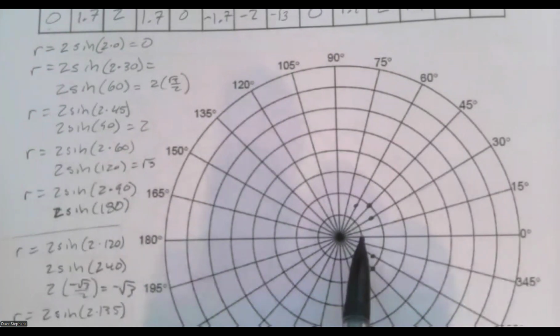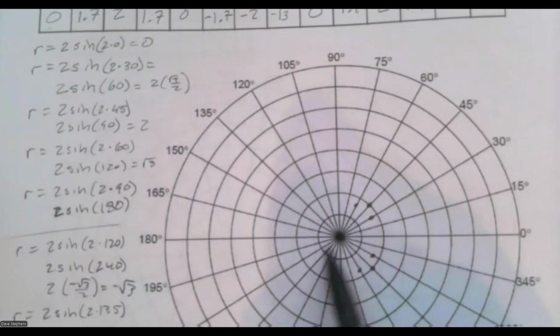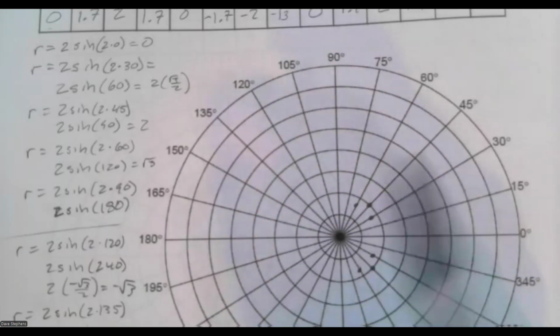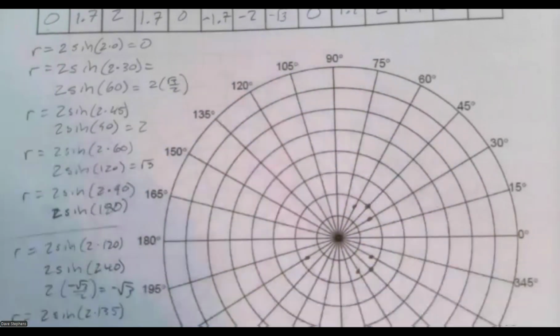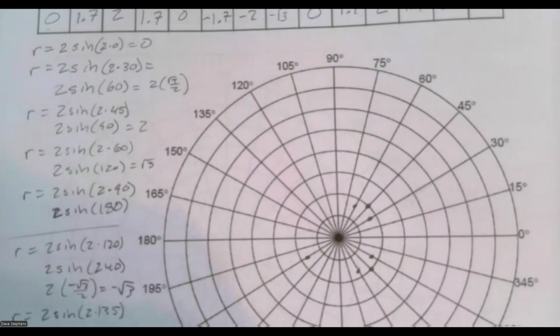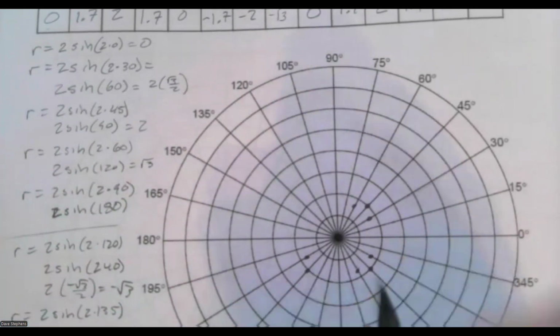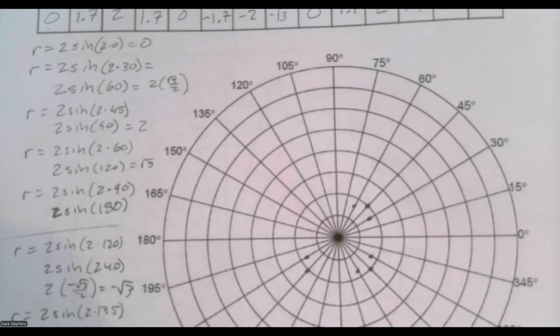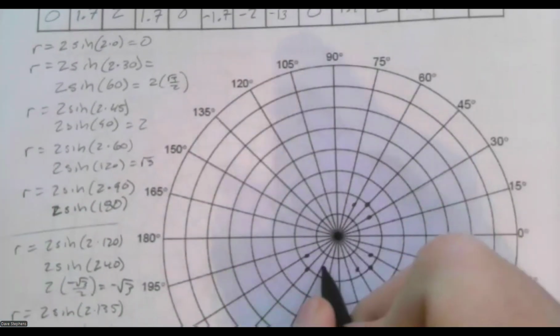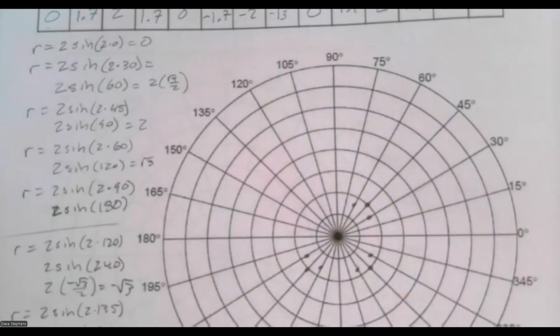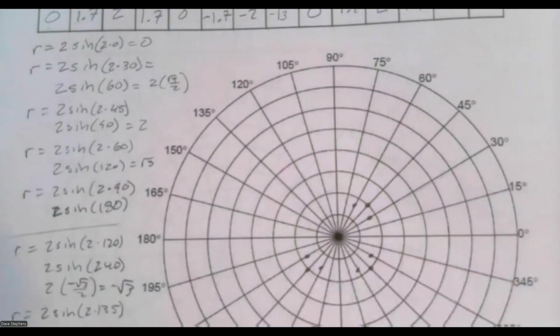And then we go to 210, and facing 210, I go a distance of 1.7, so that puts me here. At 225, I go a distance of 2, that's there. At 240, I go a distance of 1.7, you're there. And at 270, I'm back to 0.